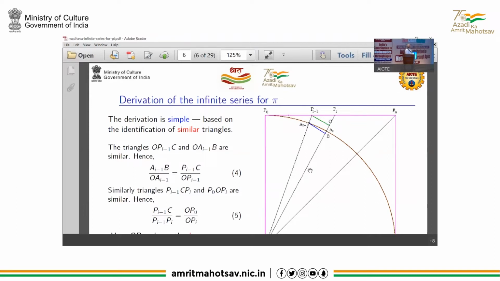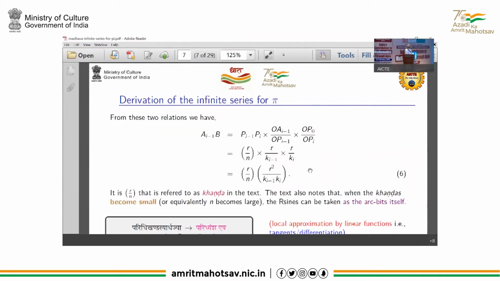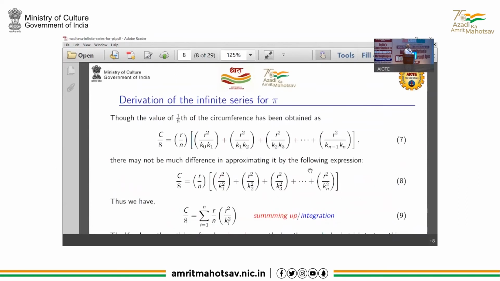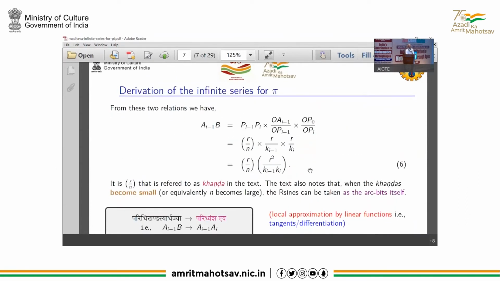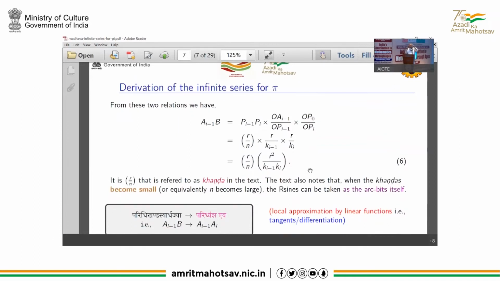So you get an expression for this. Let us forget this. The argument that is going to be presented here is "paridhi khandasya ardhajya paridhyamsha eva." Paridhi is circumference. Paridhi khanda is basically a part of it. Tasya ardhajya means the chord length. So the chord length corresponding to a segment of the circumference is essentially the same as the segment itself. This is the argument being given, and it is very simple and straightforward. In modern parlance, one can call this local approximation by linear functions. That is all it is.